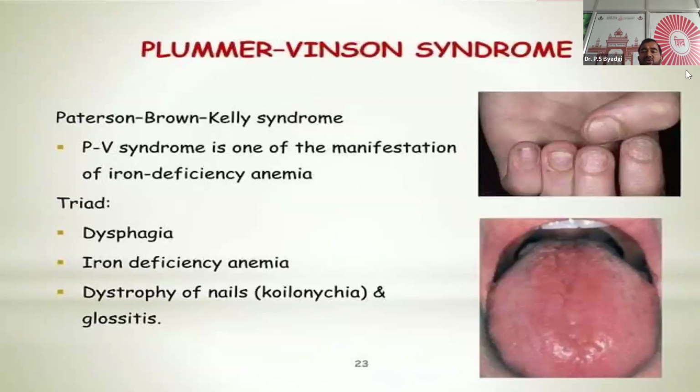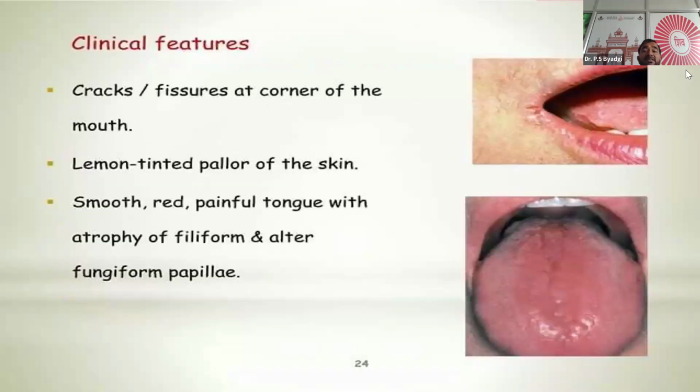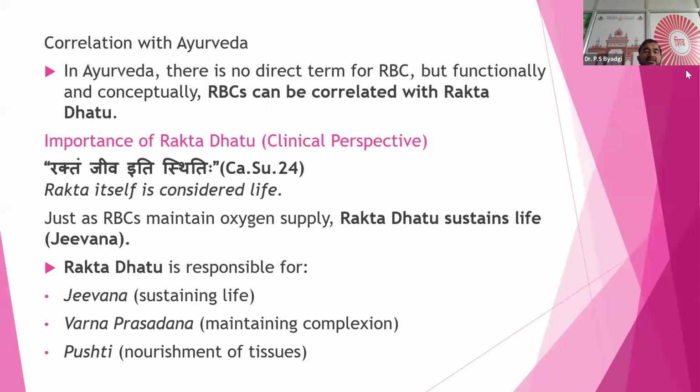The Plummer-Vinson syndrome, where you can see the nails, examination is very, very important. But here, the iron deficiency, the dysphagia, iron deficiency anemia, and dystrophy of the nails and the glossitis are the clinical features you should always look into. The other points, the cracks, the fissures at the corner of the mouth, are very, very important things to be looked into. Along with that, the lemon tinted color of the skin.